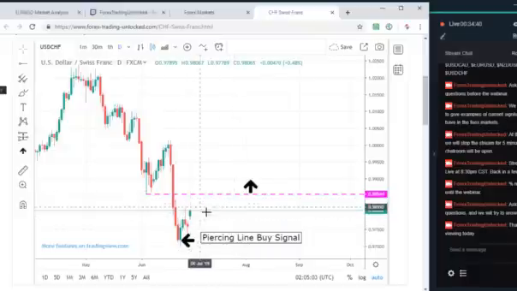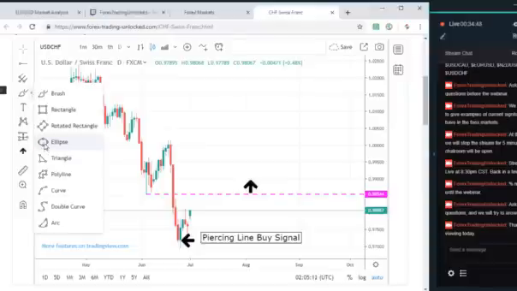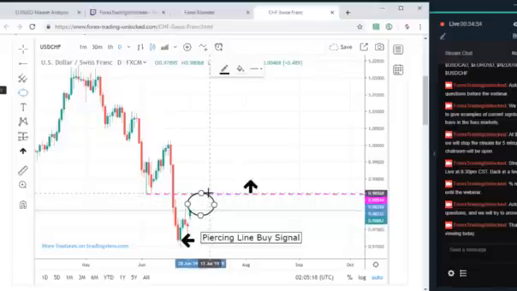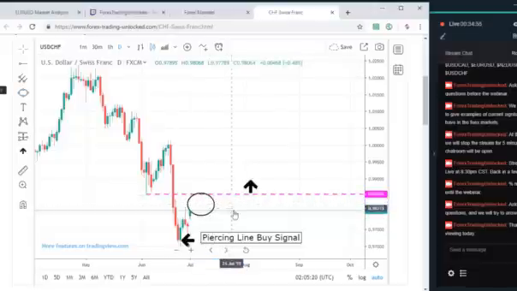So here we go. Right now we're looking for a challenge of this area right here. So we're going to give a little elliptical spot right here, and we're going to put this across here, and right into there. This right here is where we're looking for the market to pretty much be exhausted.